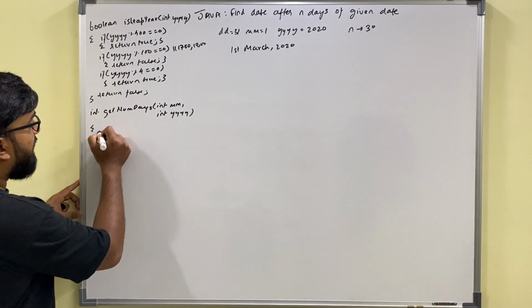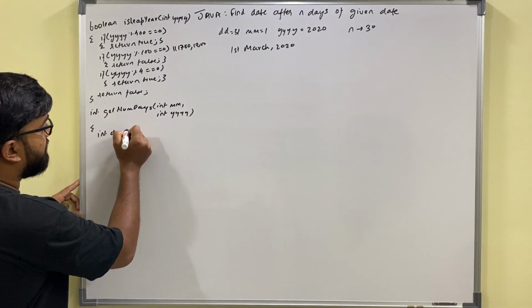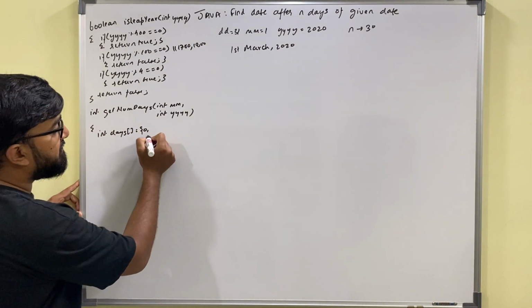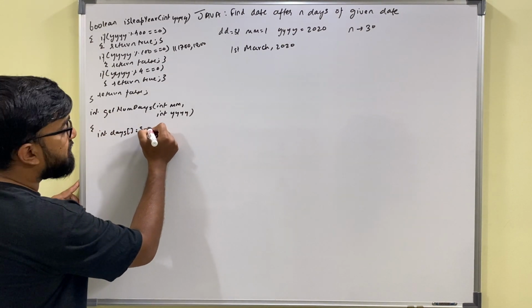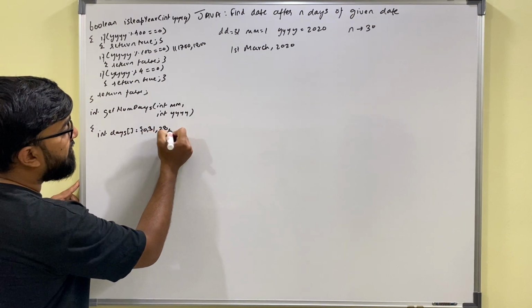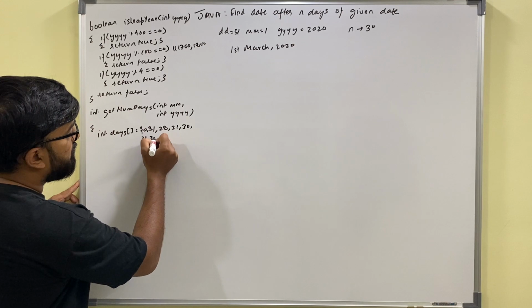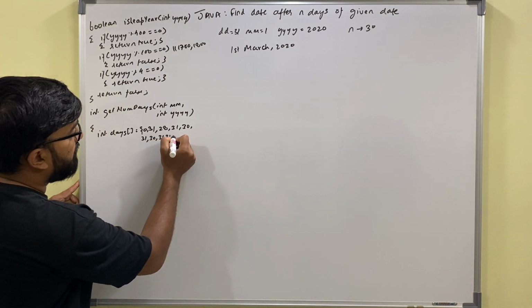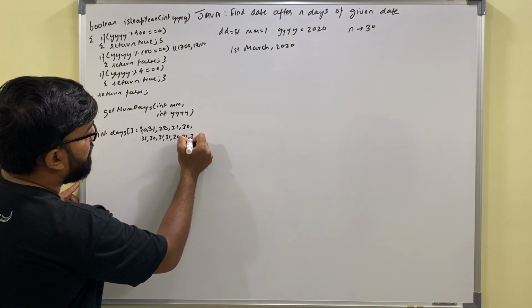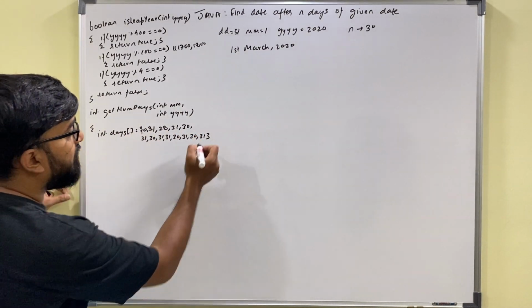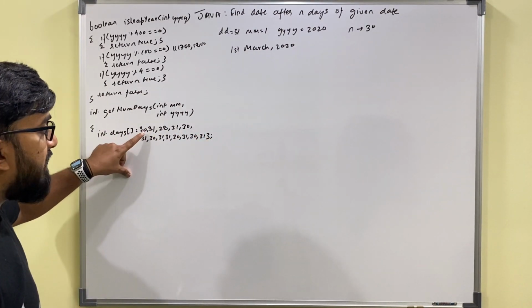Okay, so I have this array, int days. First location is 0, second location is basically index 1. So number of days in Jan, Feb, March, April, May, June, July, August, September, October, November and December. This is one entire array. So index 0 is redundant.